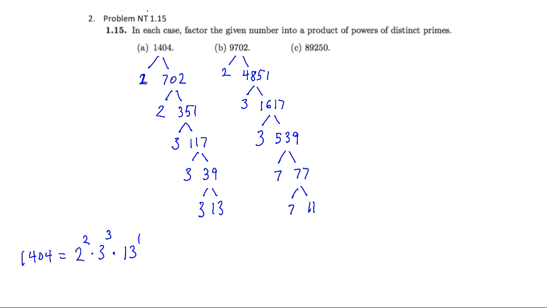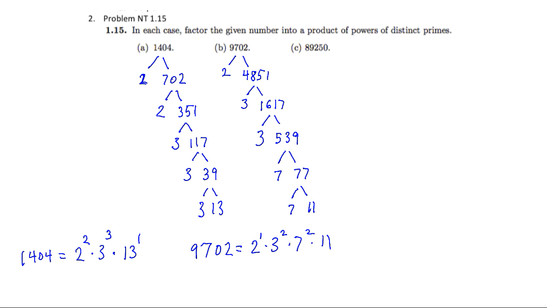So 9702 is equal to 2 to the 1 power. I'm just counting the number of primes. I got one 2, two 3s, two 7s, and an 11. So I can write 2 to the 1 times 3 squared times 7 squared times 11.